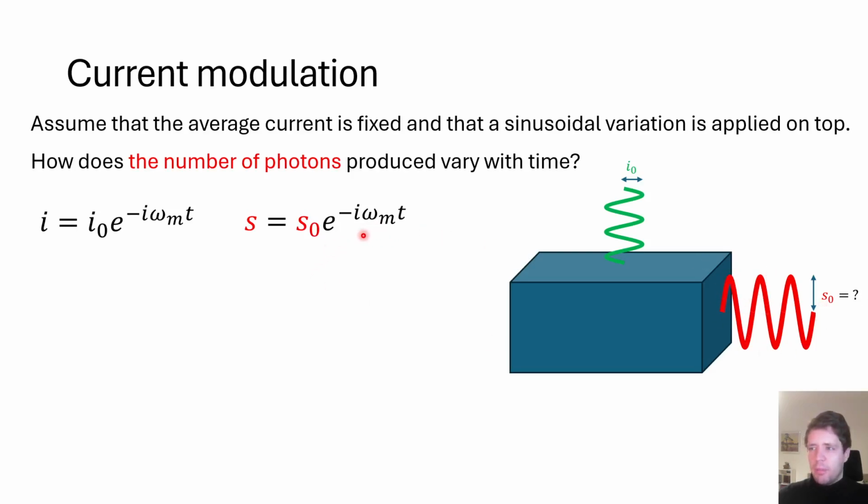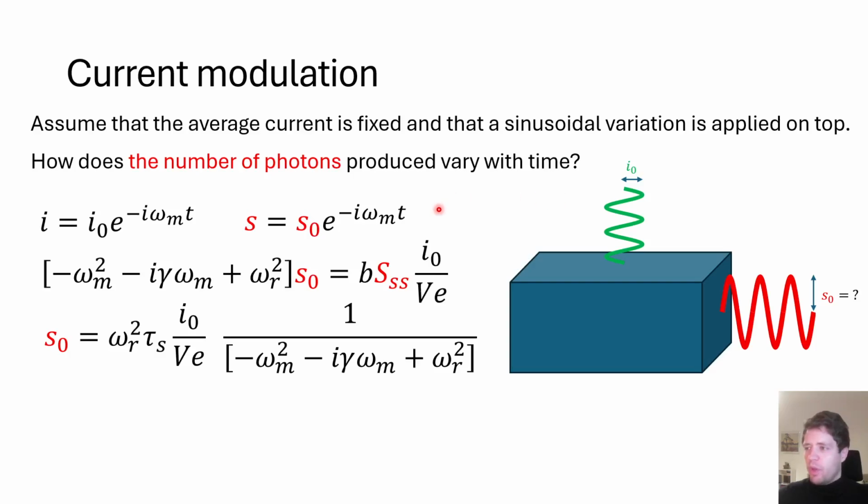Note that in this case, omega m is assumed to be a real parameter, because we don't apply any dampening to the current that we're sending in. We're just imagining that's a perfectly sinusoidal function. So with this assumption, we can feed these two expressions into the previous formula for the number of photon variations. And essentially we find this amplitude right here to be given by this expression. Oh yeah, and by the way, we can of course write that omega r squared is equal to this, just to keep it a bit simpler.